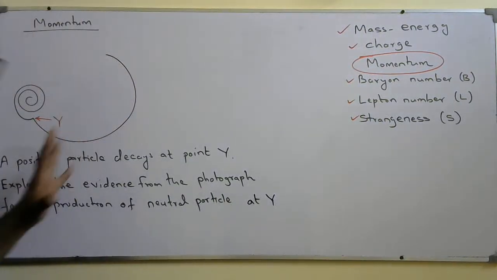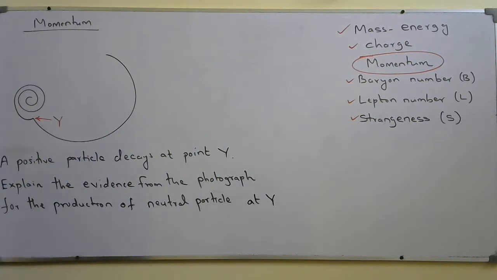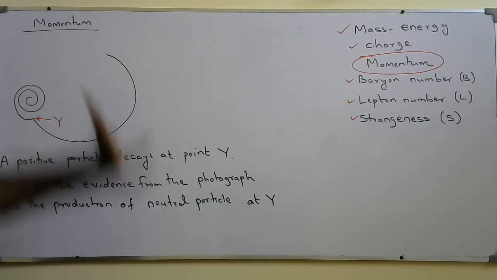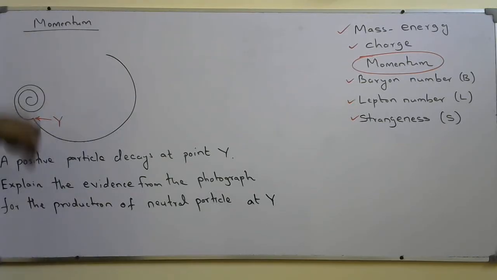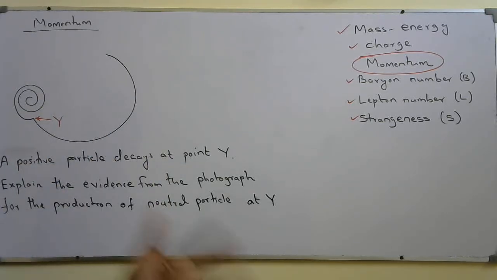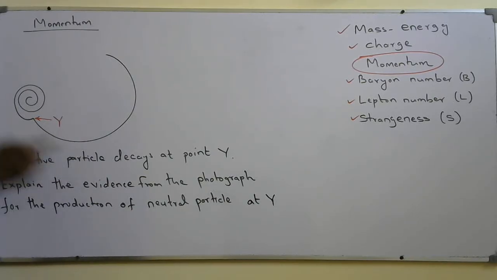So the question is something like this. They gave the track, it's a photograph. I drew it on the board. A positive particle. So this track is due to a positive particle. You know there's a magnetic field applied. So there is a track, and the track won't be a straight line. If there's a magnetic field, you know that the track will be a curved path. So a positive particle decays at point Y. So at this point it's decaying. Explain the evidence from the photograph for the production of a neutral particle at Y.